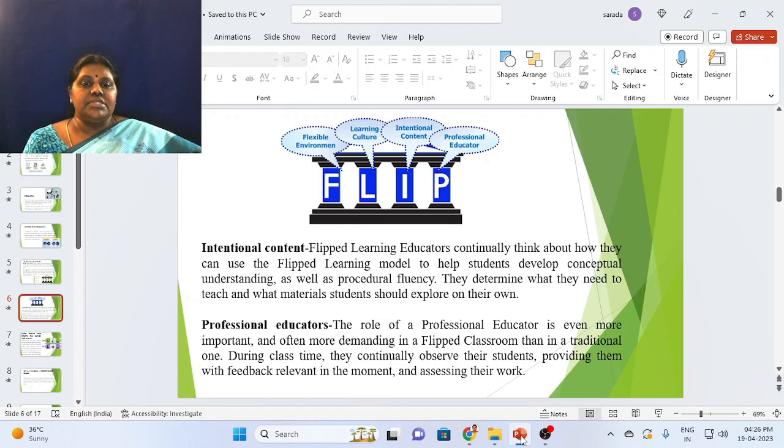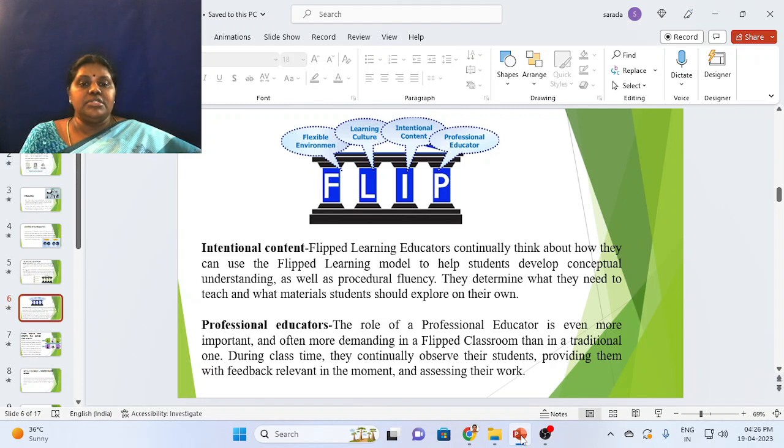The third pillar is intentional content. Flipped learning educators continually think about how they can use the flipped learning model to help students develop conceptual understanding as well as procedural fluency. They determine what they need to teach and what material students should explore on their own.